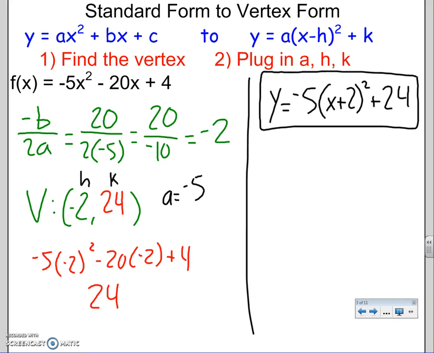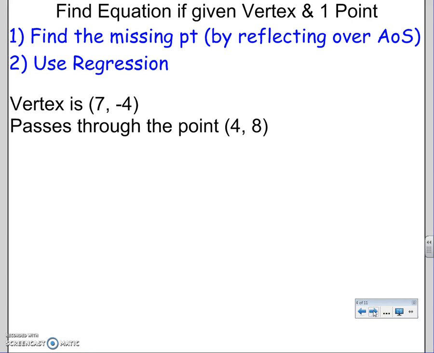Now, if I FOILed this, which would take quite a while, and then distribute the negative 5, and combine like terms, I would get the original problem back. No, I'm not going to do that. So there's my answer.